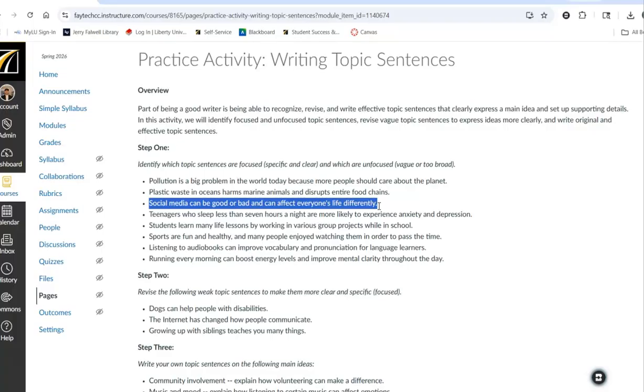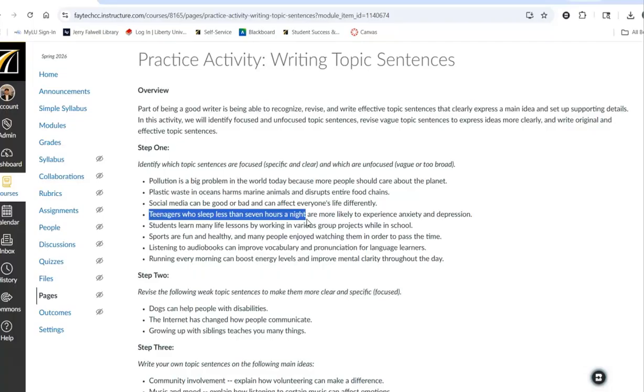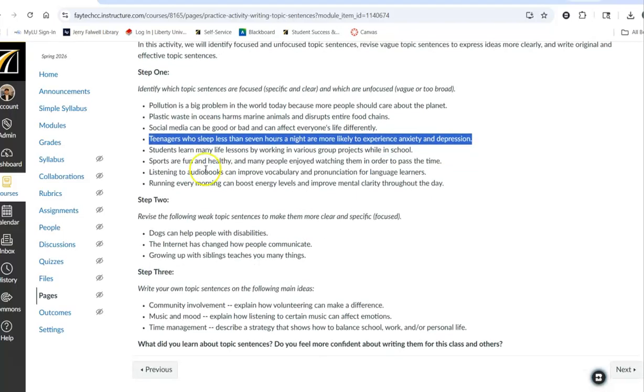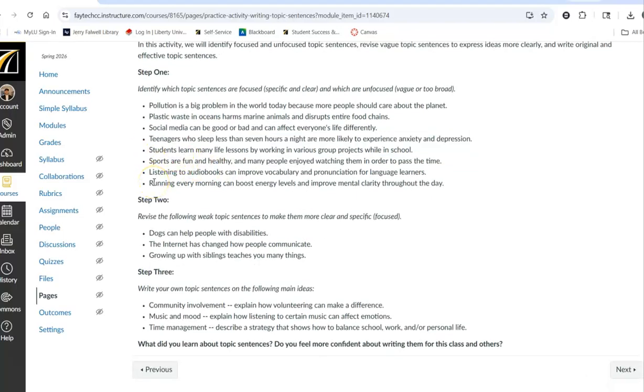That doesn't mean that a person can't argue that social media has both good and bad effects on people, but the whole this can affect everyone's life differently does not help us understand how it could be good or how it could be bad. But if we look at this example, teenagers who sleep less than 7 hours a night, boy, this is specific, are more likely to experience anxiety and depression. That is a very focused, specific, and clear thesis statement. Or topic sentence, sorry. So there's some more examples. Take a few minutes and try and figure out which ones are focused or unfocused.